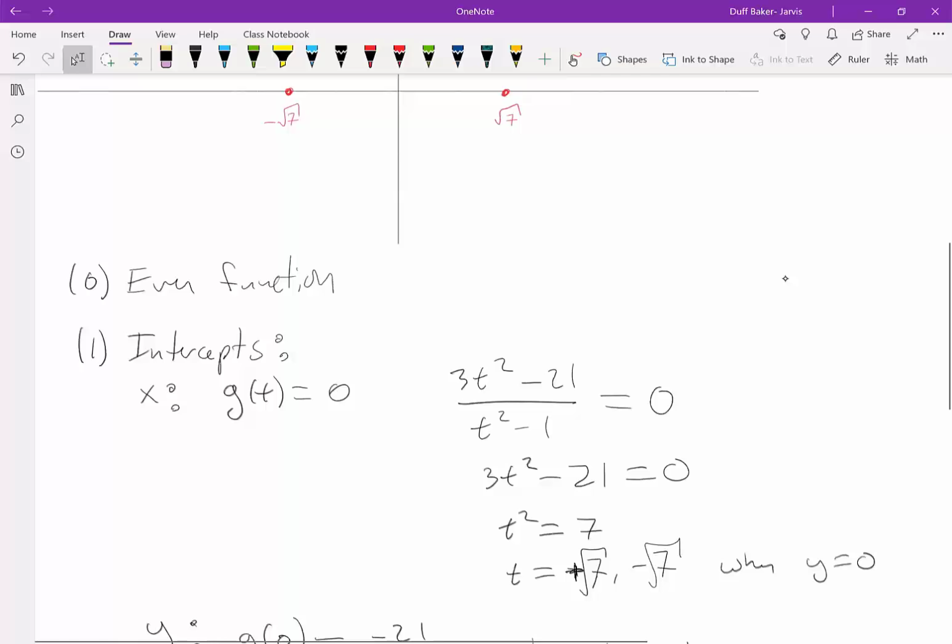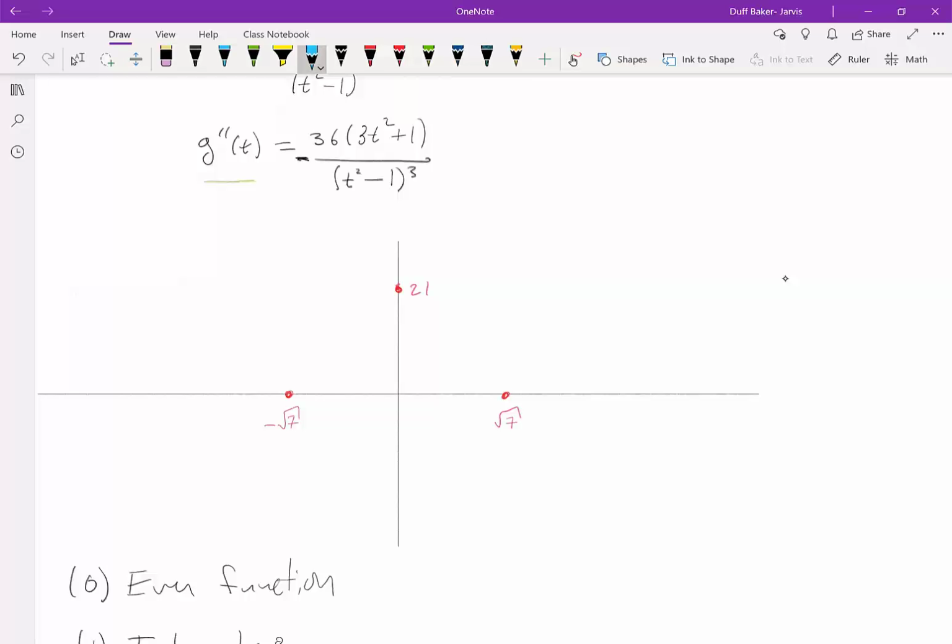Let's put those on the graph. Let's maybe put these in blue. I said plus or minus 1, so that's smaller than root 7 by a bit. So let's say this is t equals plus 1. That one looks pretty crooked, doesn't it? Then we have t equals minus 1. Those are our two vertical ones.